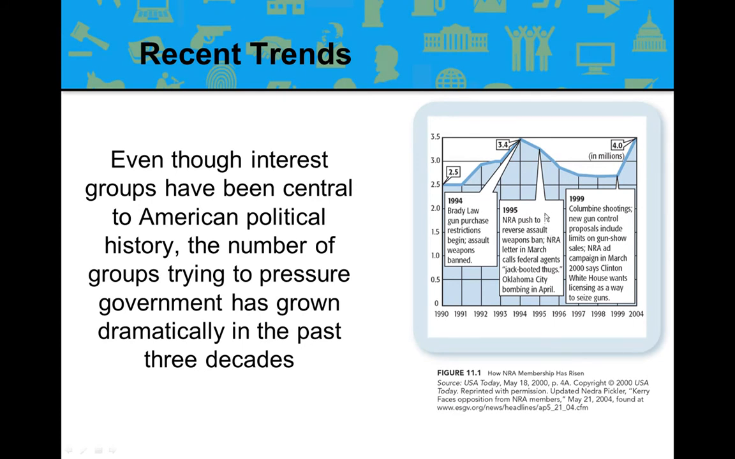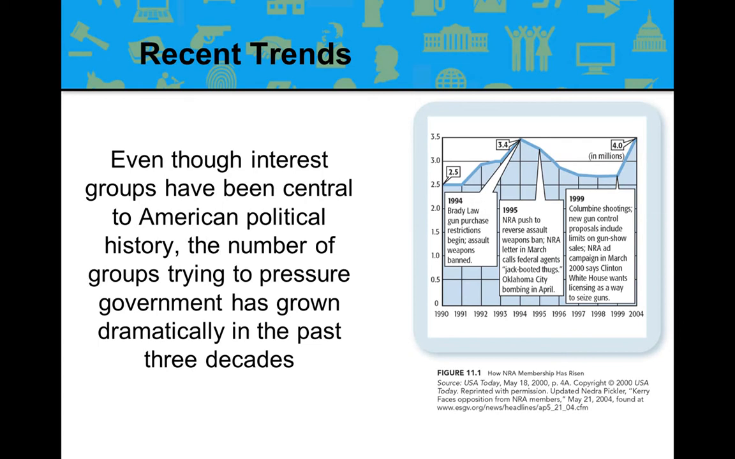Then in 1999 you had the Columbine shootings, and some new gun control proposals came out of that event. This led to another NRA ad campaign that increased enrollment in the NRA to about 4 million. You can see that certain events throughout history will mobilize people's interest in a particular issue, which might cause them to join an interest group. If people believe they have a Second Amendment right to own a particular weapon, and they feel that the government is starting to restrict that right, this might lead them to join the NRA.